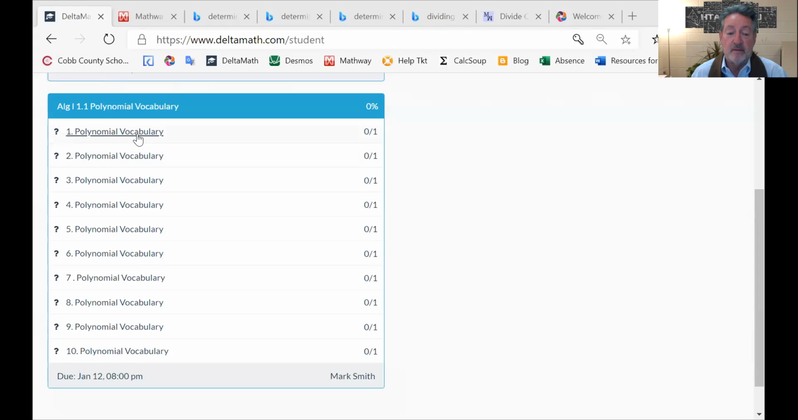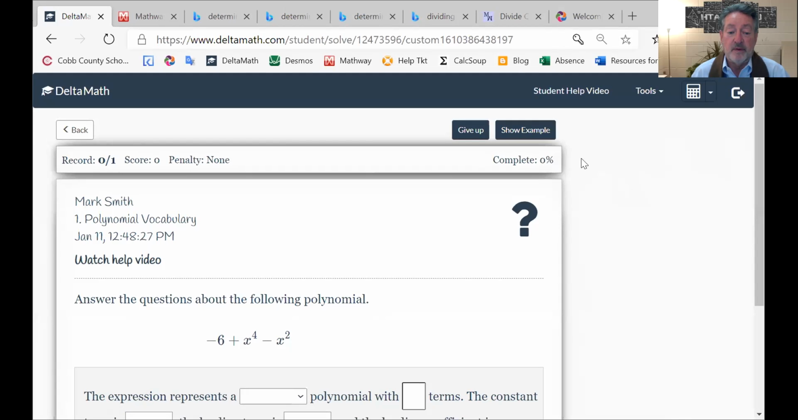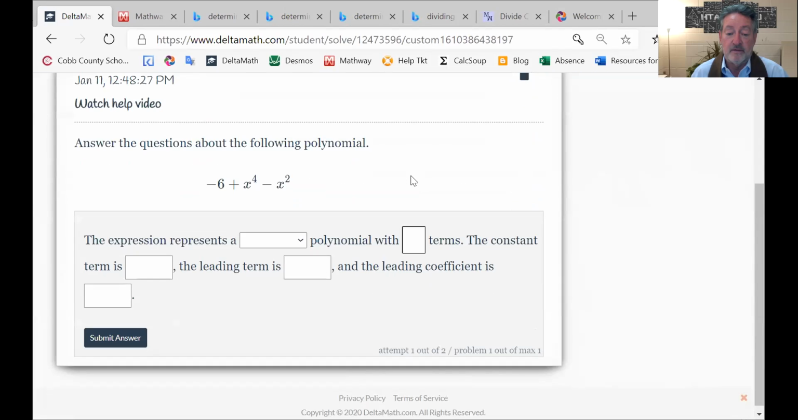If I can find it on my, here we go. All right, so let's do a couple of these problems. So for polynomial vocabulary, all right, so first we are looking for, this represents what kind of polynomial? Well, 4 is the highest, and from our chart before we saw that 4 was a quadratic. Sorry, quartic, not a quadratic. All right.